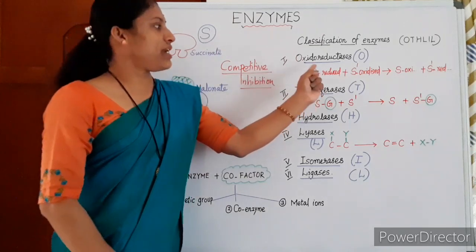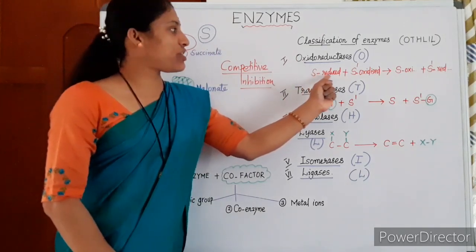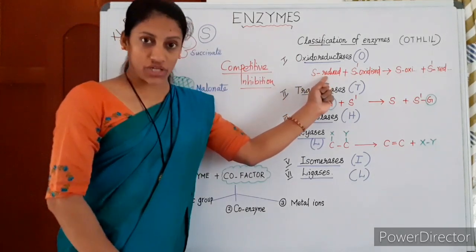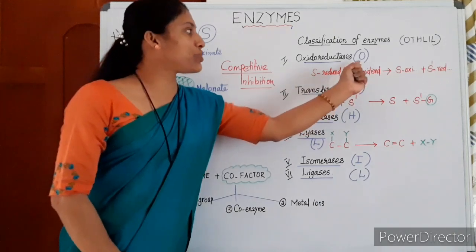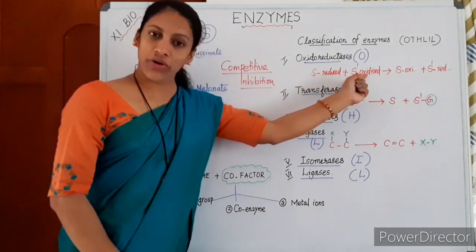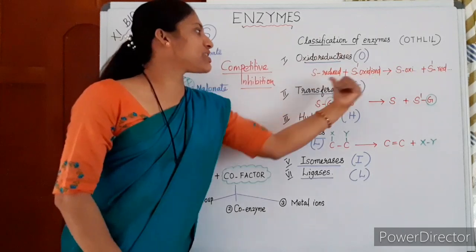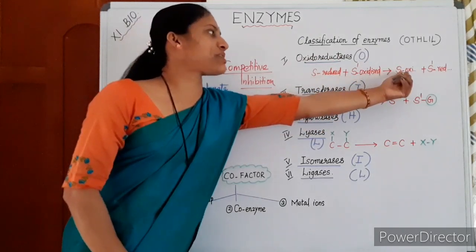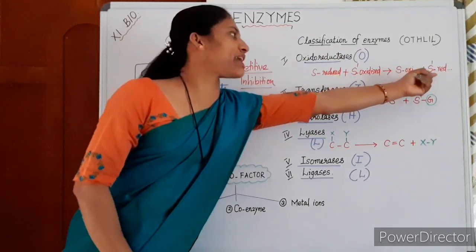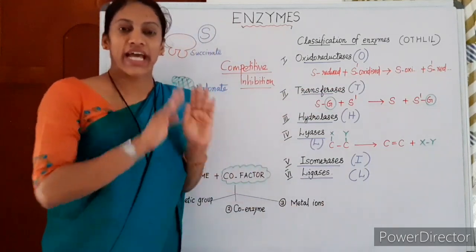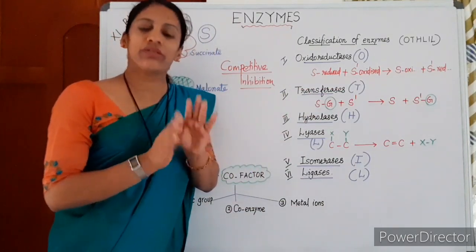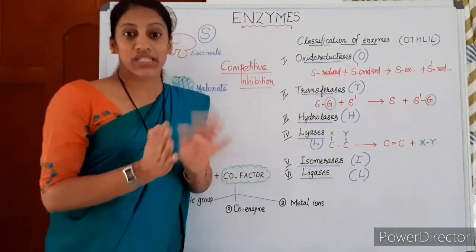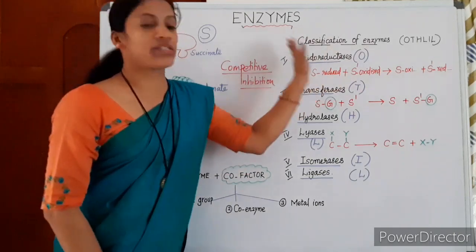Here just listen. In the reaction, substrate 1, S reduced, is in the reduced form initially, and substrate 2, S dash, is in the oxidized form. After the enzyme action, the first substrate is in oxidized form and the second substrate in reduced form. S oxidized, S dash reduced, interchanged. Oxidoreduction reaction in presence of the enzyme.